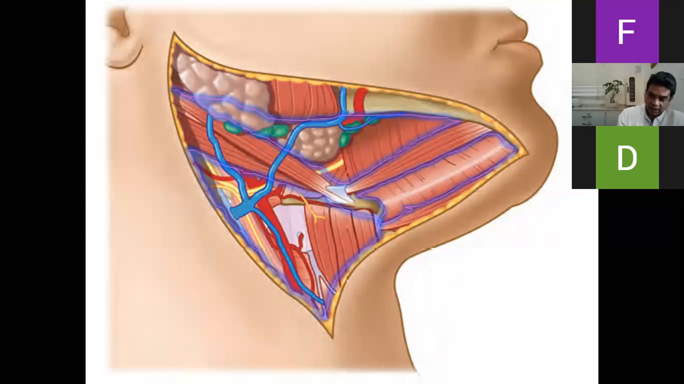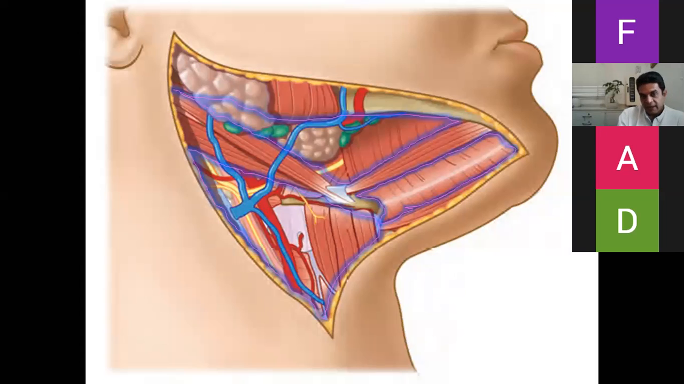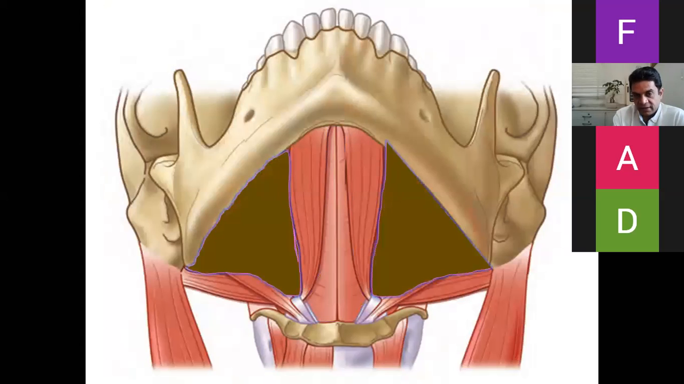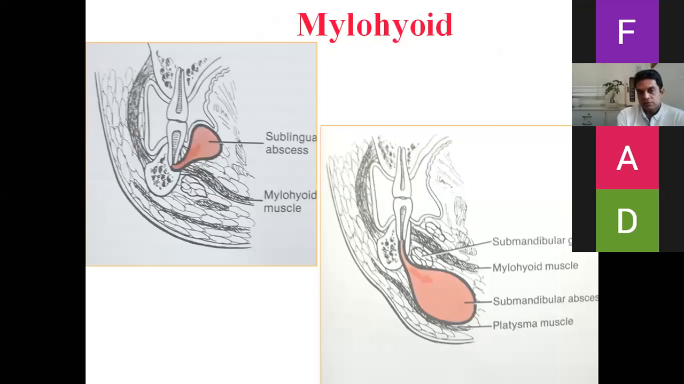So if the bacteria is very virulent or the patient is late to report, then these infections can easily travel from one space to another. A submental space infection can travel to the submandibular, and a submandibular space infection can travel to a parapharyngeal or retropharyngeal space also. So this is the submental and this is the submandibular space. You can see how these cases present. This is a classic example of submandibular and submental space involvement.